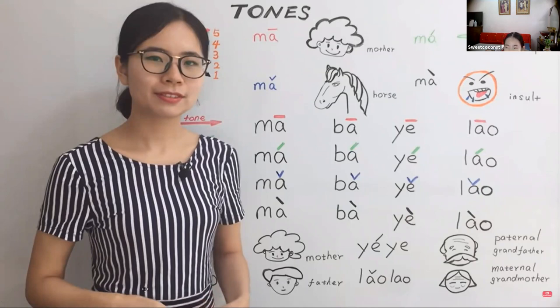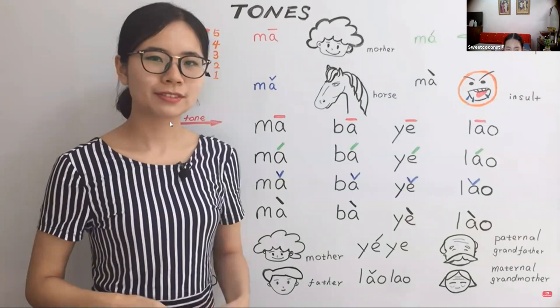Má, má, má. Bá, bá, bá. Yé, yé, yé. Láo, láo, láo. Very good. And the third tone is the falling rising tone.